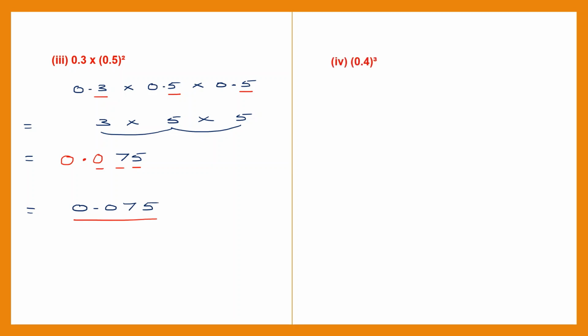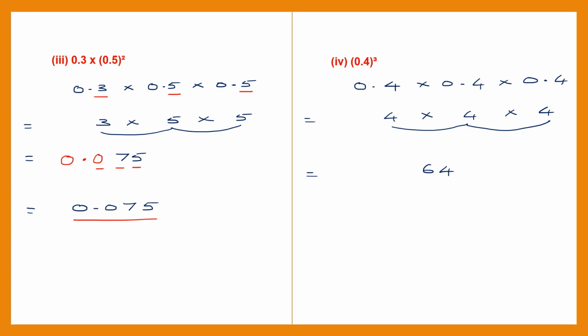Next one, 0.4 the whole raised to the power of 3. That means we multiply 0.4 3 times. 0.4 into 0.4 into 0.4. Now if we ignore the point, what does it become? 4 into 4 into 4. Now let's multiply and see. 4 4s are 16 and 16 4s are 64. So here we've got 64. Now let's count the decimal places. 1, 2, 3. 3 decimal places. Our answer also should have 3. So 1, 2, 3 and then the point. So here there's a 0 and before that there's a 0. So let's write out our answer clearly. 0.064. So this is our final answer.